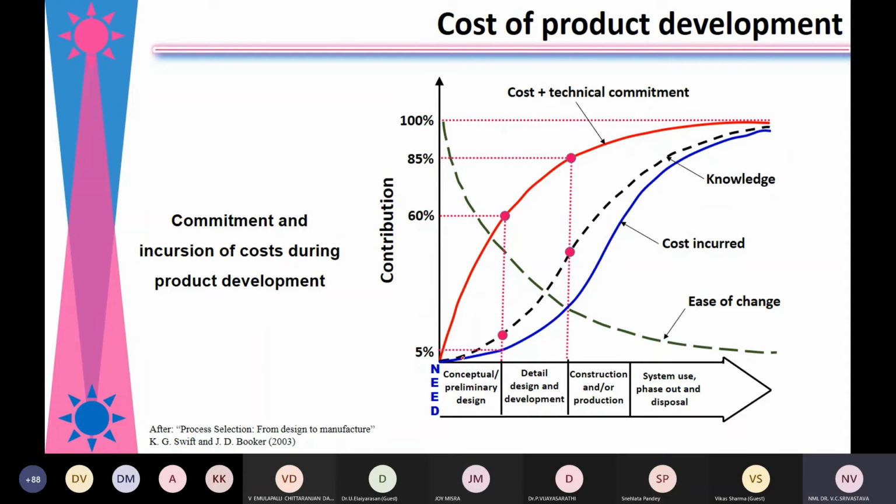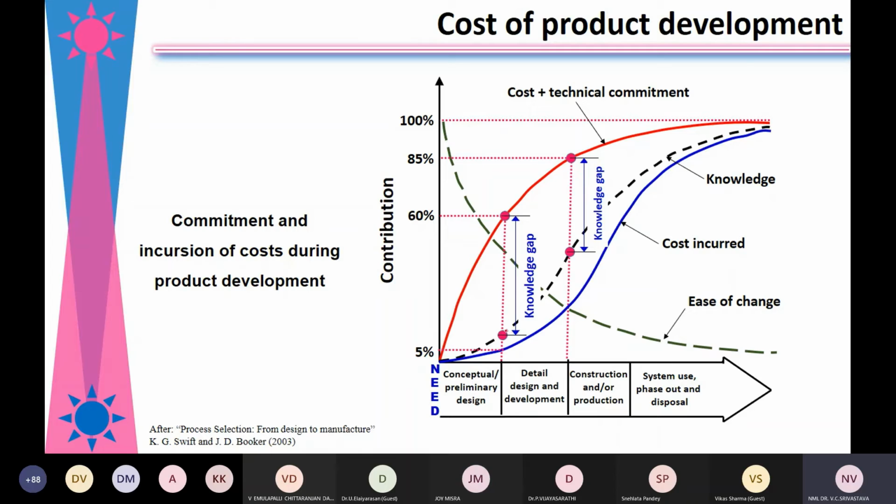Slowly, as you start designing the design detail and developing it, and then you make a prototype or construct it, as you go in this direction, the knowledge increases, as well as the cost incurred by the organization or the individual. But your knowledge gap starts decreasing as you go to this side. Generally, we should have low cost incurred here, but this knowledge gap should be reduced.